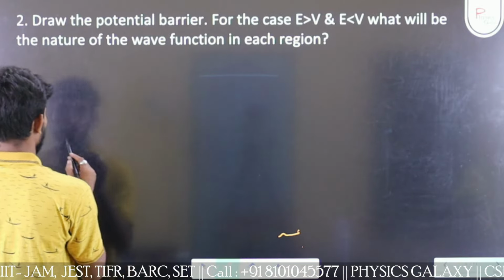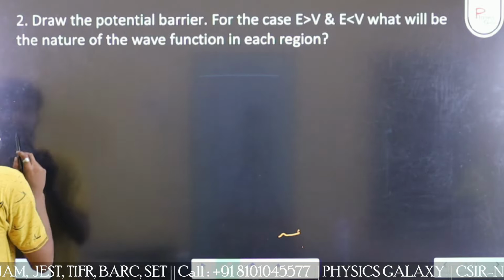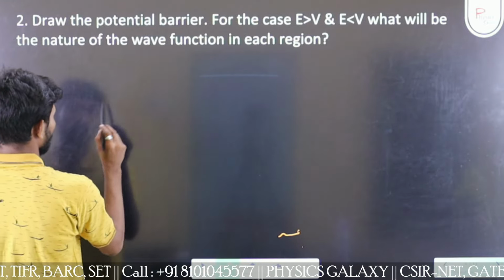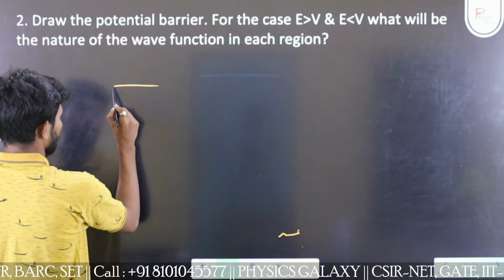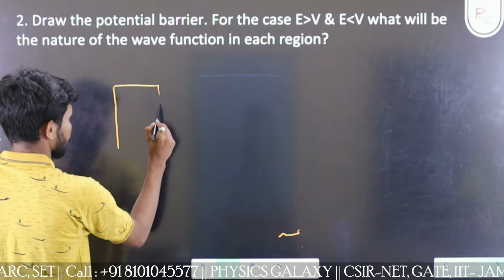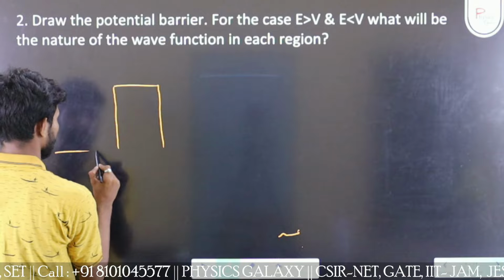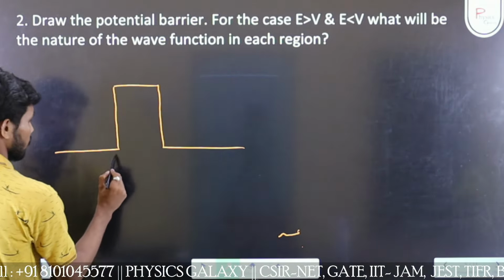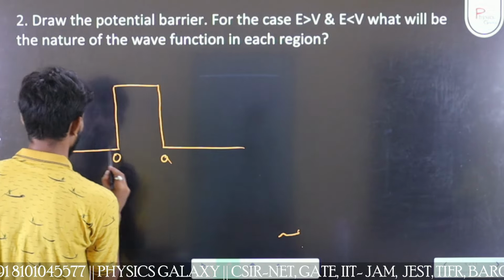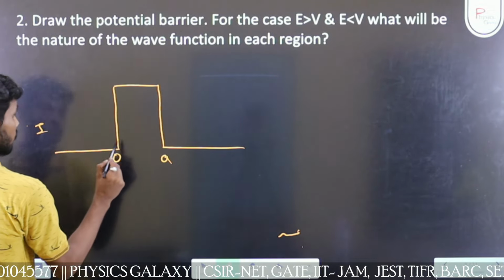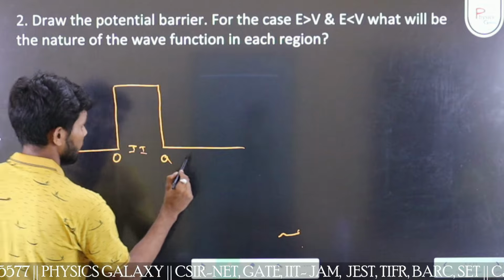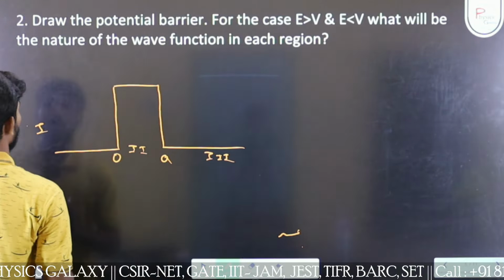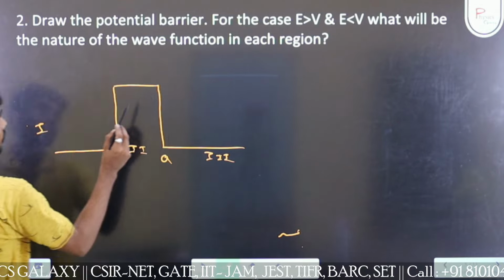So I was asked to draw the potential barrier. So the potential barrier: this is from 0 to a, region 1, region 2, and this is region 3. This is V.